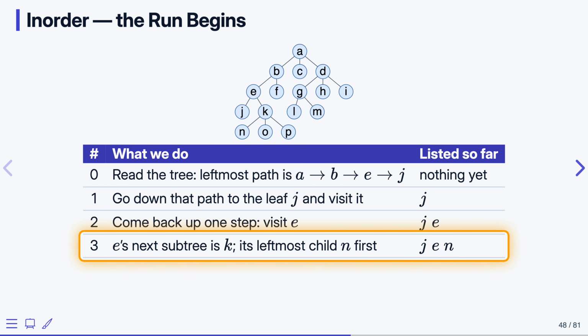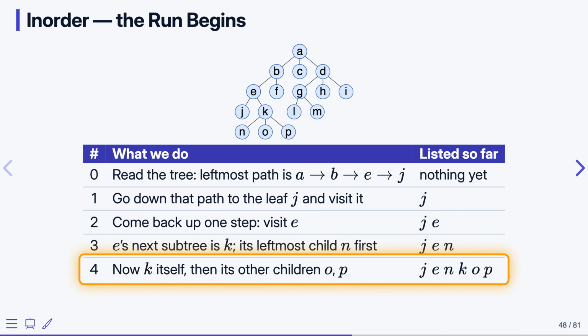Step 3. Next comes E's other subtree, the one at K. Inside it we again go leftmost first, and that is N, we write down N. Step 4. Now the root of that little subtree, which is K, then its remaining children, O and P. The list is J, E, N, K, O, P.